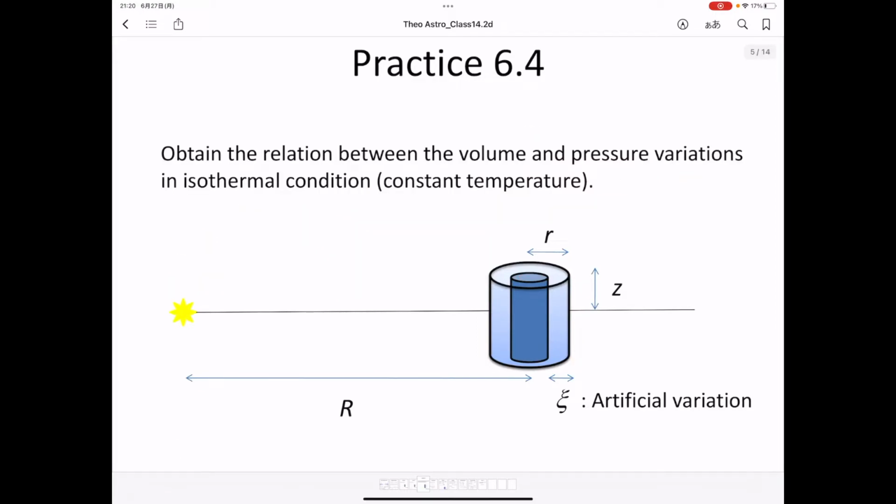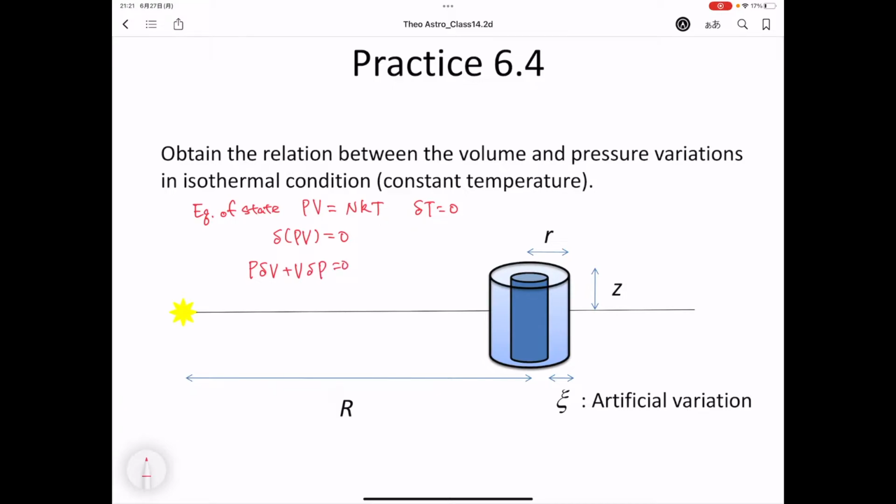Then practice 6.4. Obtain the relation between the volume and pressure variations in the isothermal conditions. Isothermal condition is a constant temperature. So we consider the equation of state PV equal nkT. Temperature is constant, so delta T equal to 0. This means delta (PV) equal to 0. So from this equation, P delta V plus V delta P equals 0. From this, you can find that delta P over P equals minus delta V over V. Volume and pressure variation is related with this equation.